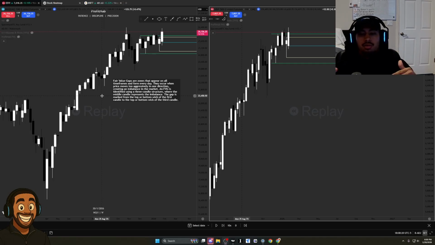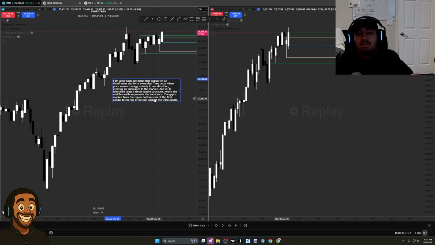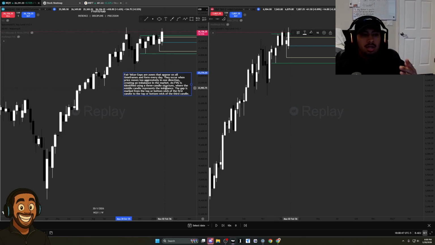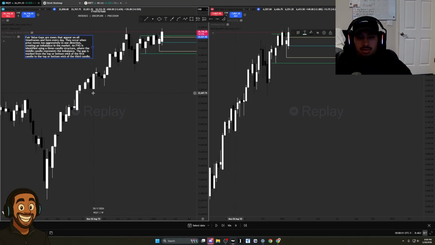Fair value gaps are zones that appear in all time frames, and they're formed every day. They occur when price moves too aggressively in one direction, giving an imbalance in the market. A fair value gap is defined using a three-candle structure where the middle candle represents the imbalance, and the gap is marked from the top or the bottom of the wick of the first candle to the bottom or the top of the wick of the third candle. Pretty standard definition of what a fair value gap is. All right, let's get into it.